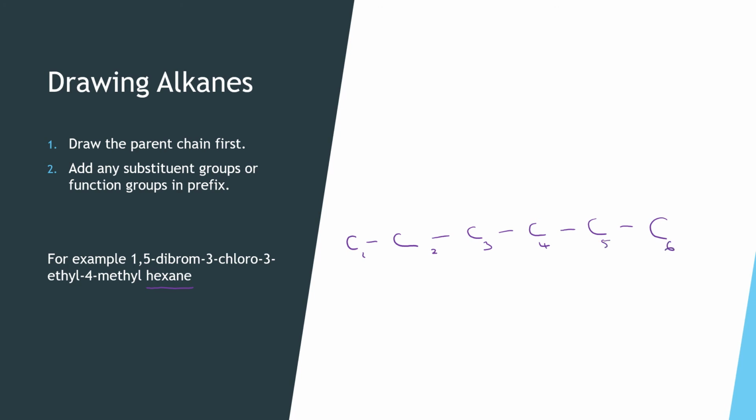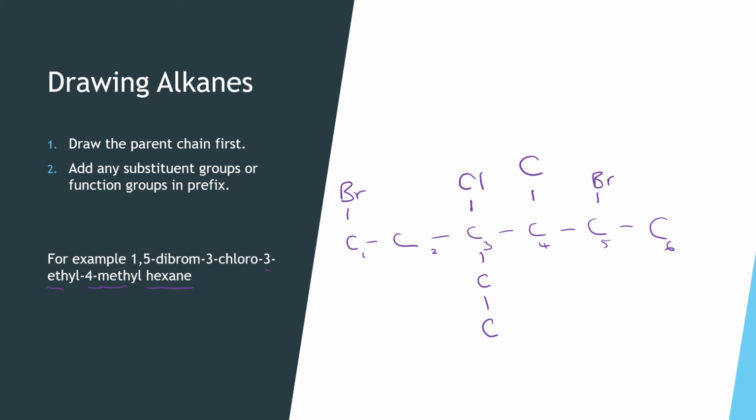We then need to draw the branches, and on carbon 4 we have a methyl, so that's 1 carbon. And on carbon number 3 we have an ethyl group, which is 2 carbons. Then I'm going to put on my functional groups in prefix, which is on carbon number 3 I have a chloro, and on carbon number 1 I have a bromo, and on carbon number 5 I have a bromo.